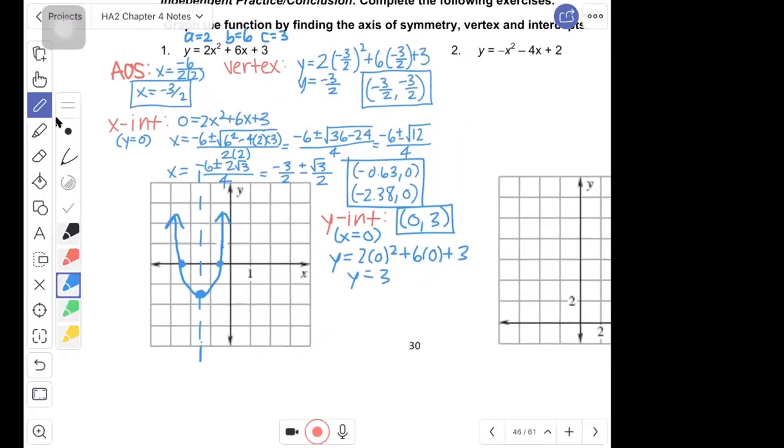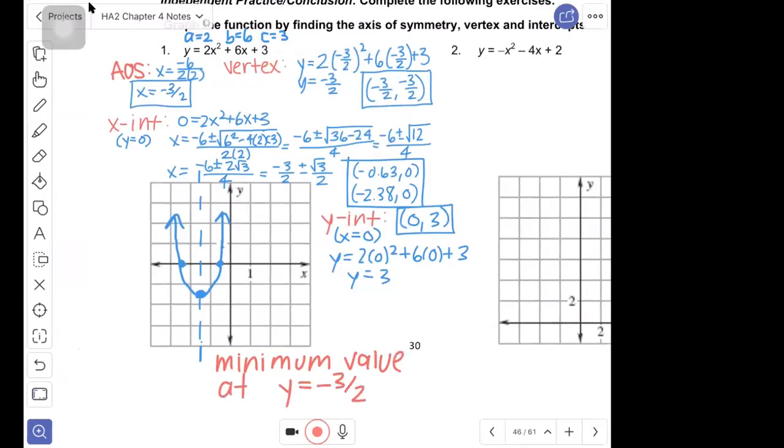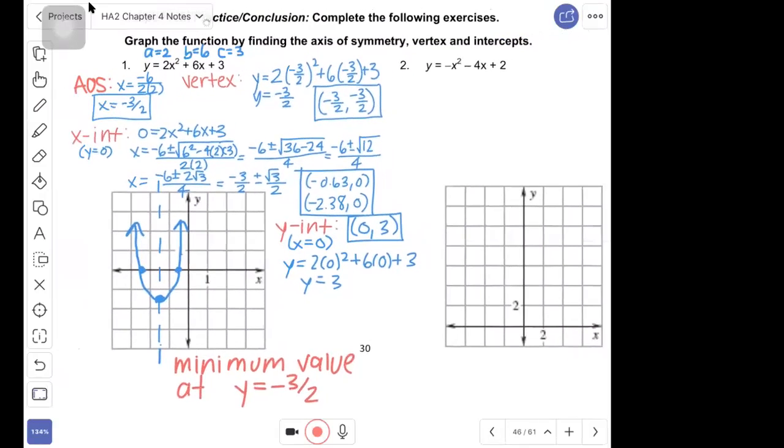So here, do we have a min or a max value? Ella, do we have a min or a max value here? We have a minimum value. Yeah, and what is that minimum value? Y equals -3/2. Yeah. Awesome. Good. Questions on this one?